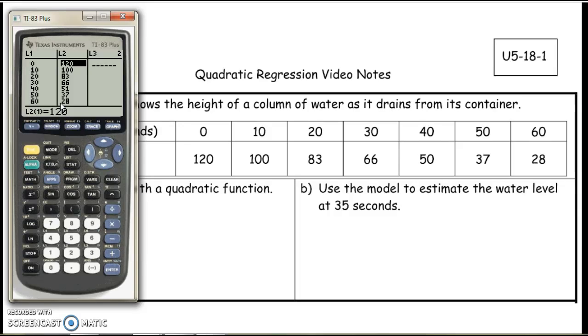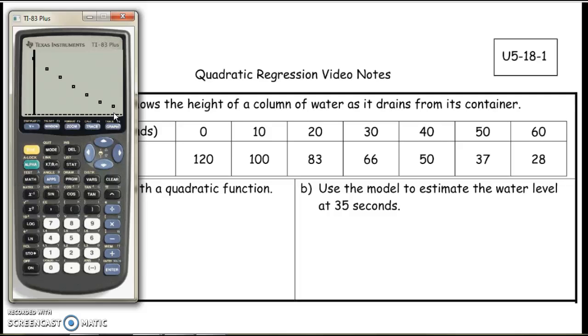So now I'm going to turn on my scatter plot. This is step 3. I will come back to step 2 because I want to see what this data looks like. So second and Y equals, and then we're going to hit enter twice to turn on our scatter plot. And if I hit graph, I don't see anything. So I'm going to hit zoom 9, and there's my scatter plot. The calculator has already adjusted the window for me.